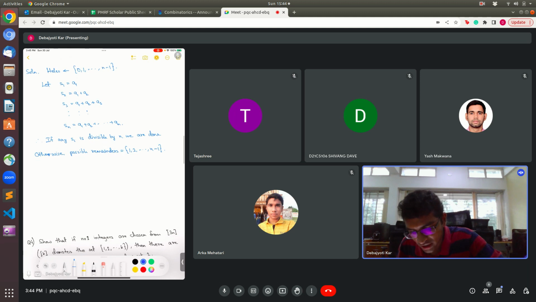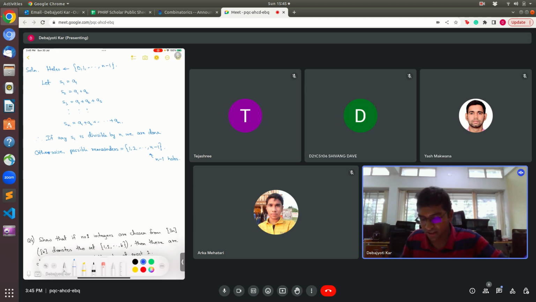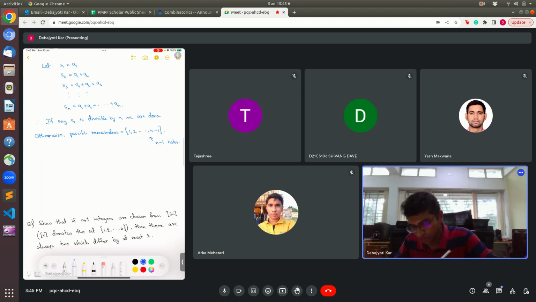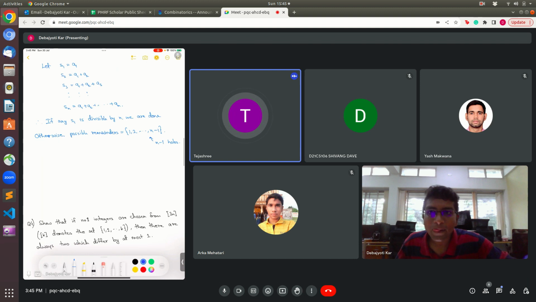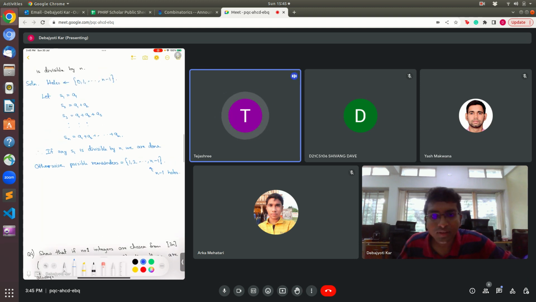But now how many elements are in this set? There are n minus 1 elements in this set, or basically we have n minus 1 holes now. So now we have n numbers, n pigeons, s1 up to sn, and we have these n minus 1 holes. So then at least two of them must go to the same hole. So what is the condition? Why is it not 0?